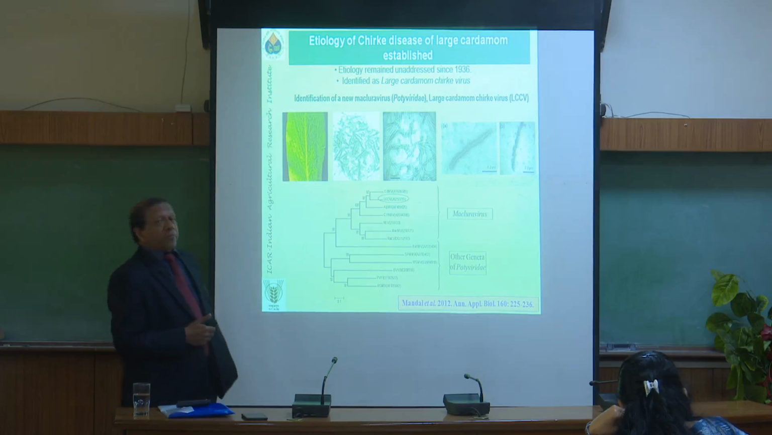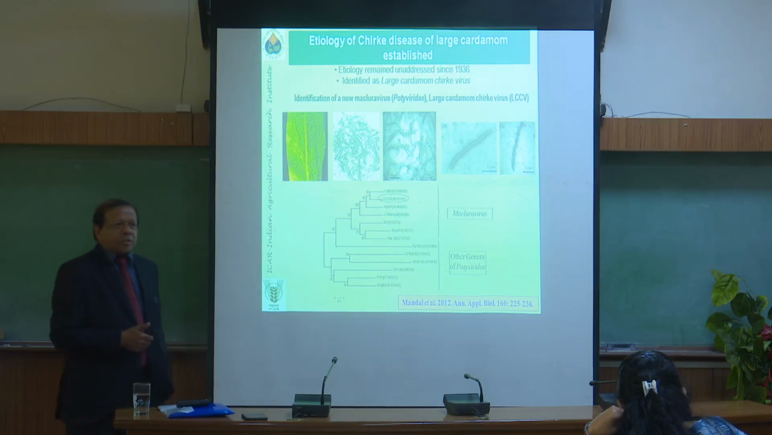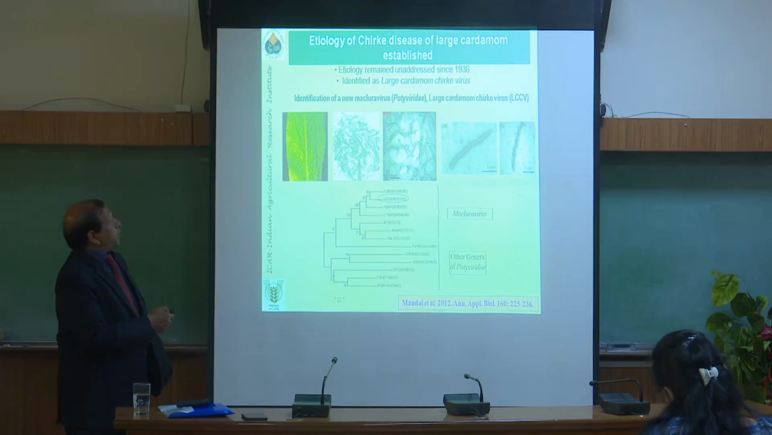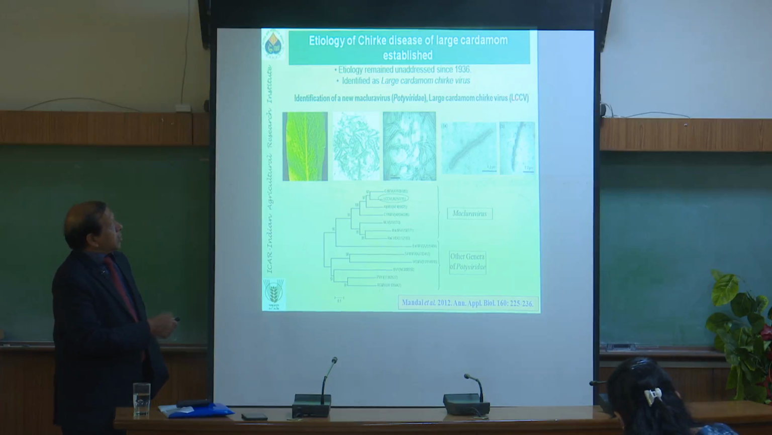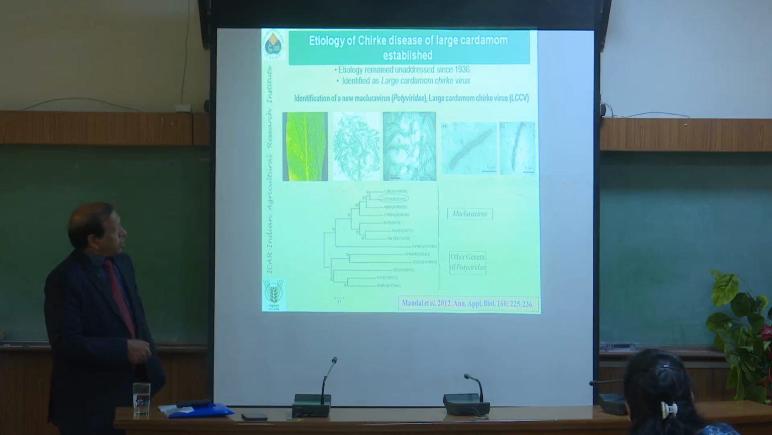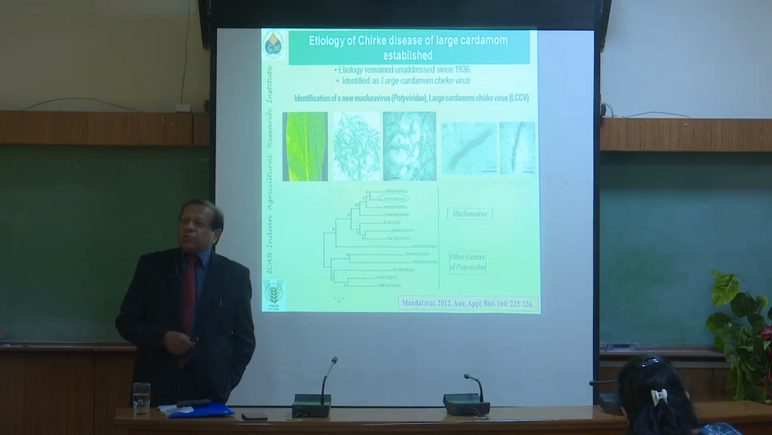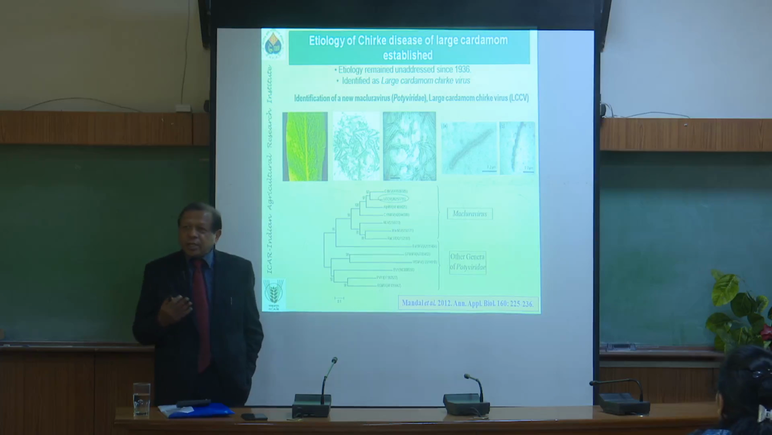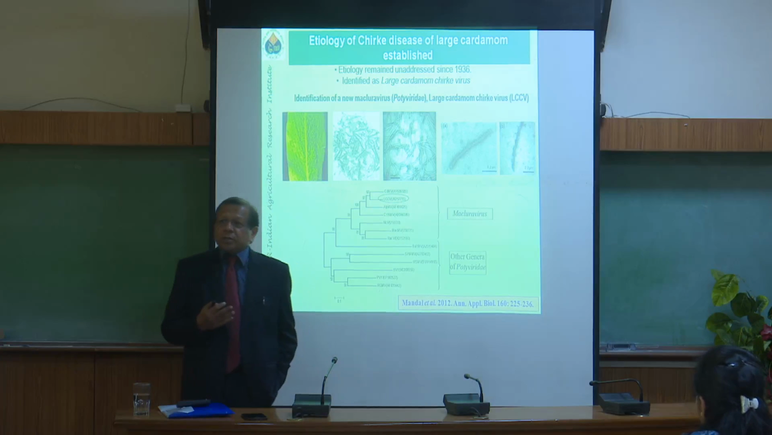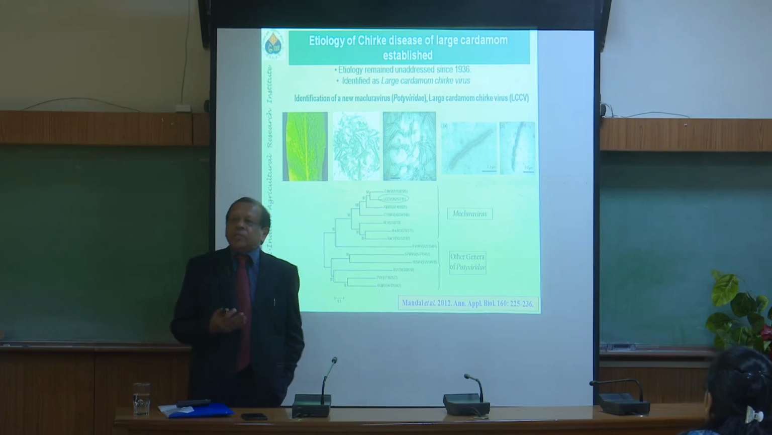Similarly, as far as Chirke disease of large cardamom is concerned, we identified that there is a flexivirus associated with it, and it's a new flexivirus which was designated as Maclura virus, and this information was published in 2012 in Annals of Applied Biology. So what I am trying to convince you is that by using this molecular diagnostics technique, you can unfold the etiology of certain diseases which have not been established actually. And Chirke and Furke is one such example actually.